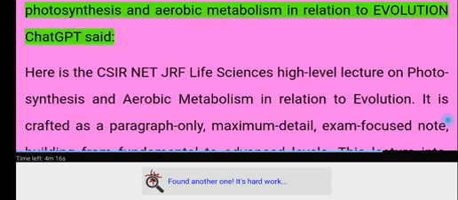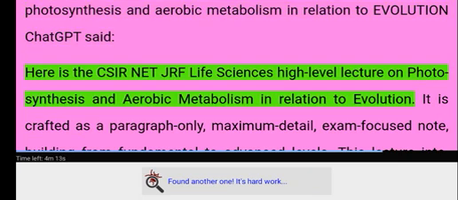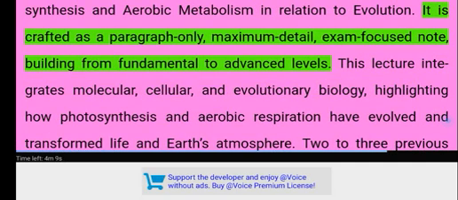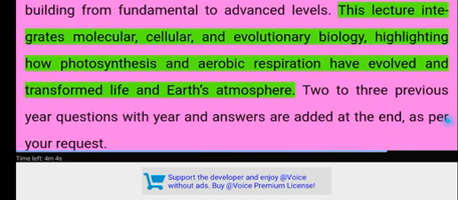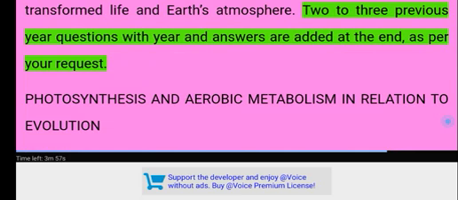You said: Photosynthesis and aerobic metabolism in relation to evolution. ChatGPT said: Here's the CSIR-NET JRF Life Sciences high-level lecture on photosynthesis and aerobic metabolism in relation to evolution. It is crafted as a paragraph only, maximum detail, exam-focused note, building from fundamental to advanced levels. This lecture integrates molecular, cellular, and evolutionary biology, highlighting how photosynthesis and aerobic respiration have evolved and transformed life in Earth's atmosphere. 2 to 3 previous year questions with year and answers are added at the end, as per your request.